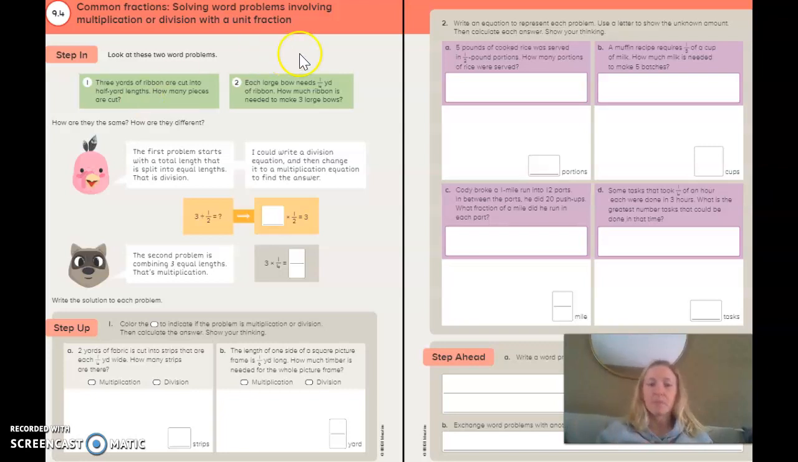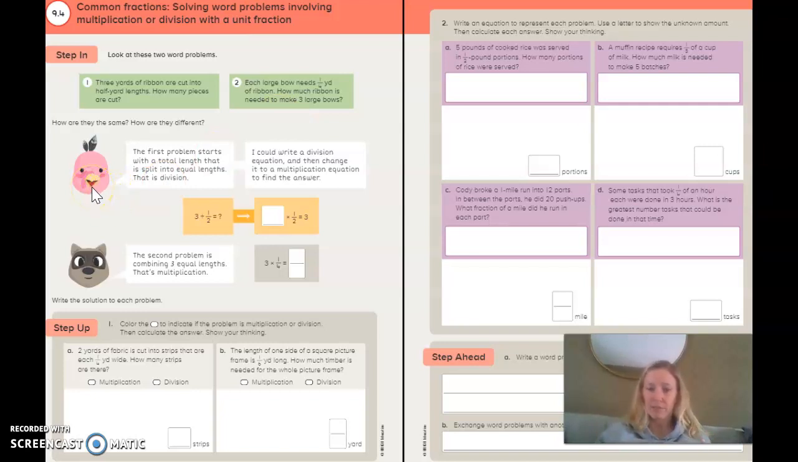Okay, the second one, each large bow needs 1/4 yard of ribbon. How much ribbon is needed to make 3 large bows? Okay, here it tells you how much each length of the bow needs to be, and you're going to need 3 of those. So you're working with two different types of problems here.